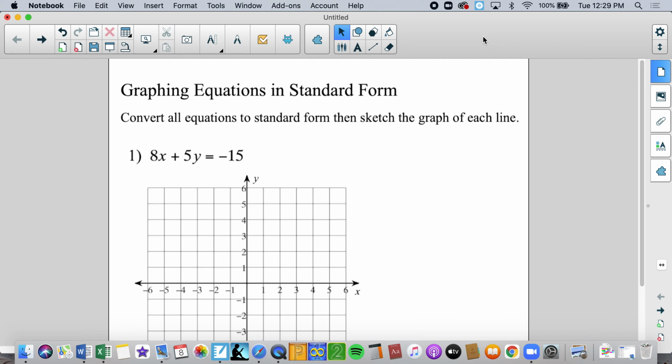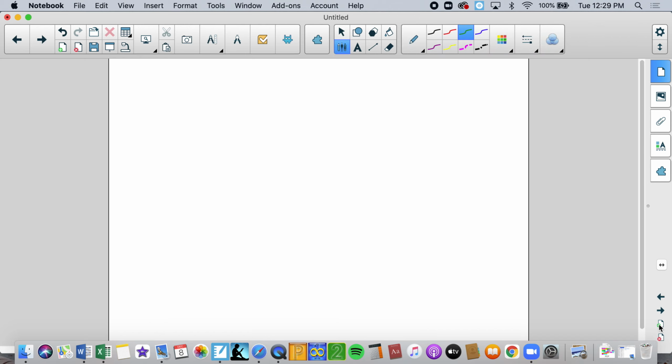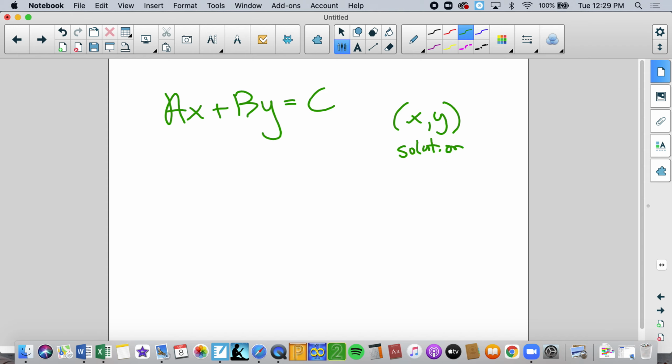Today we're going to be dealing with graphing linear equations that are in standard form. So standard form is ax plus by equals c. It's in that form where x and y are coordinates. Those are solutions. It's a point.